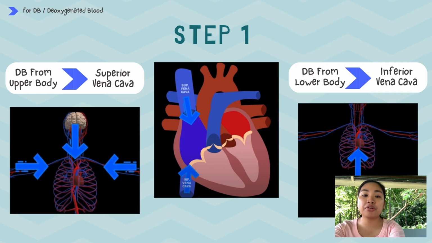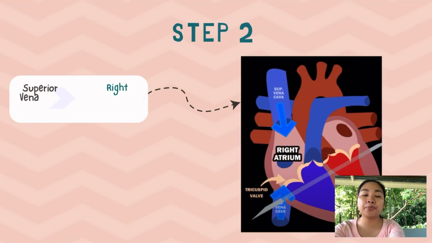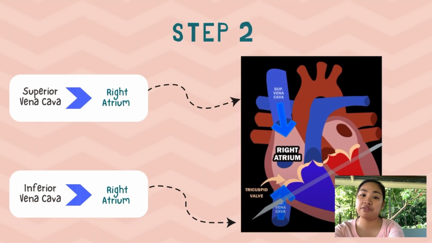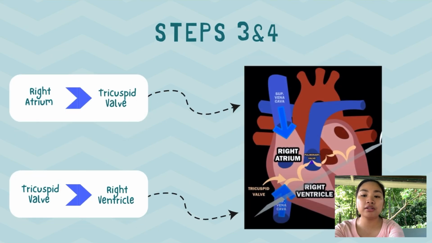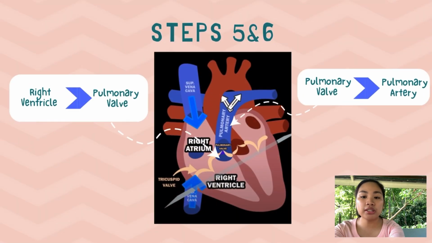Oxygen-poor blood coming from all over your body enters your right atrium through the two large veins. So from the upper portion, we have the superior vena cava, and from the lower portion, we have the inferior vena cava. Next, your tricuspid valve opens to let the blood travel from your right atrium to your right ventricle. When your right ventricle is full, it squeezes, which closes your tricuspid valve, and your pulmonary valve opens.